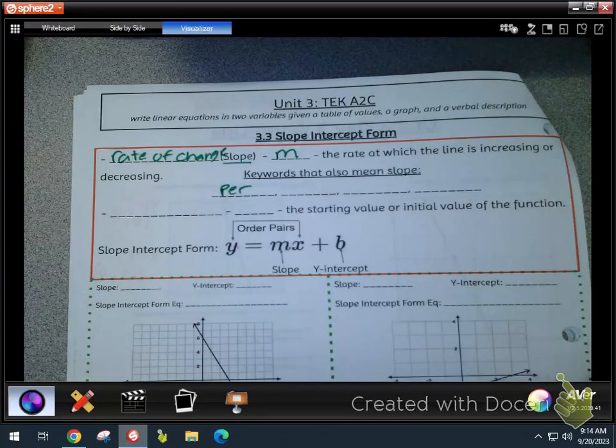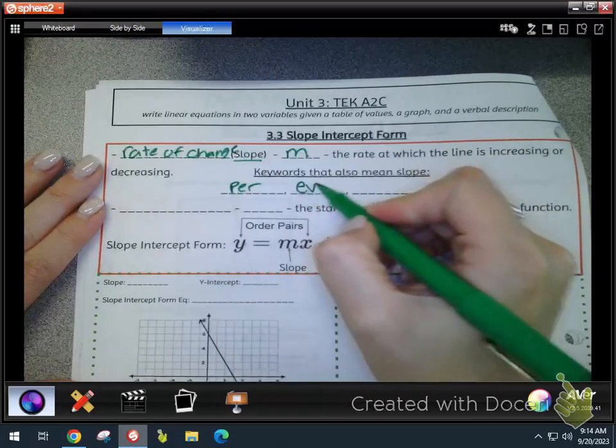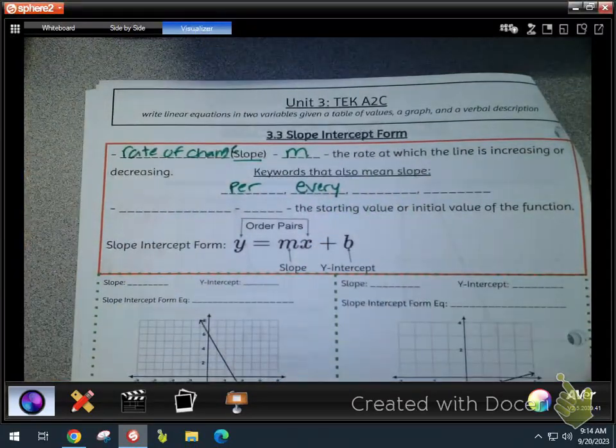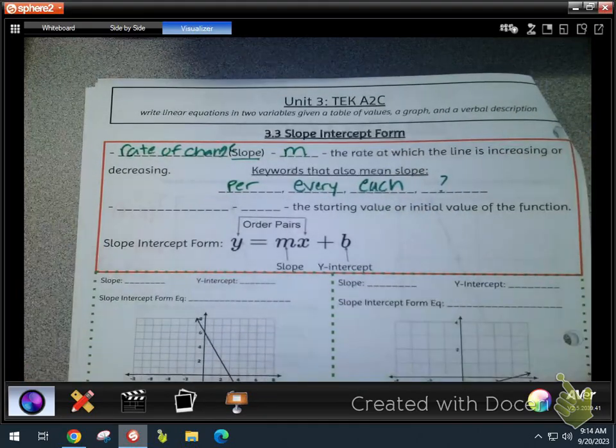So per blah, blah, blah, that number will be your slope. They can also say for every. Sometimes you'll see word problems like that. It costs $2 for every bag of chips. Okay? So for every, $2 is going to be our slope. Or sometimes it says each. And those are the 3 that I knew. I don't know about the other one. We'll put a question mark there. Maybe we'll find one.